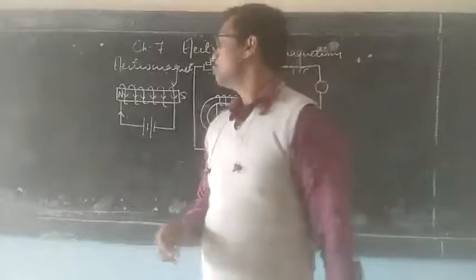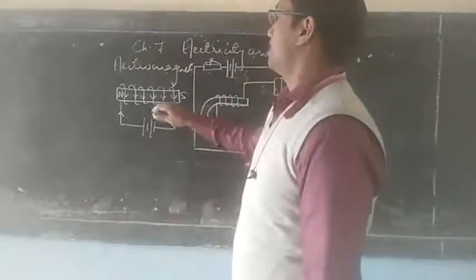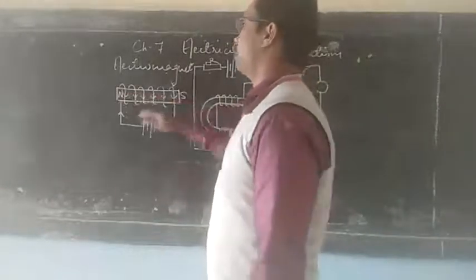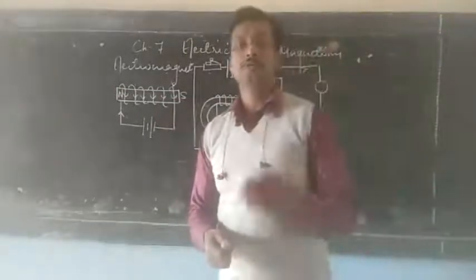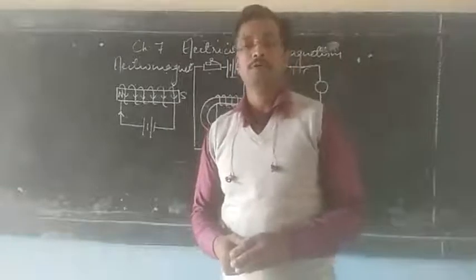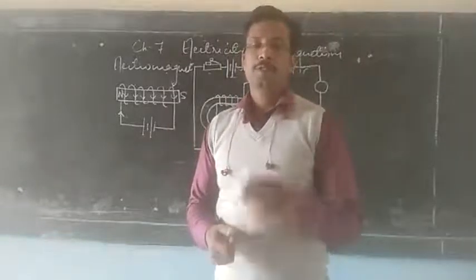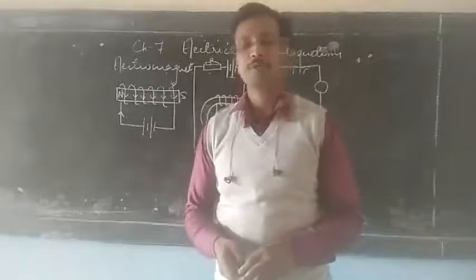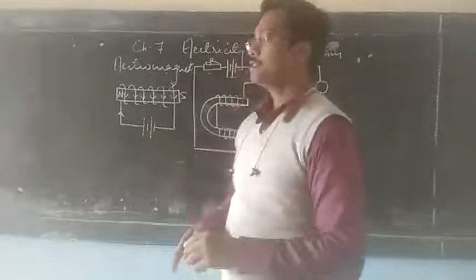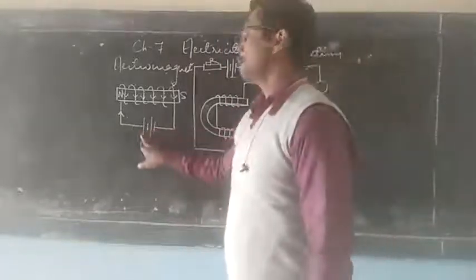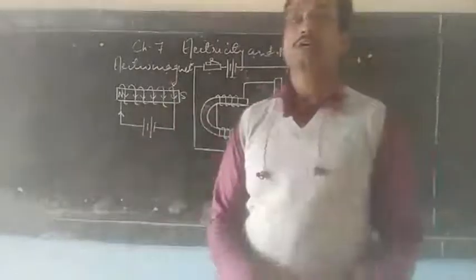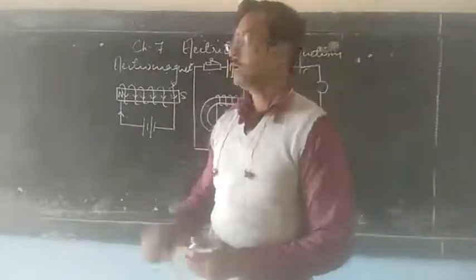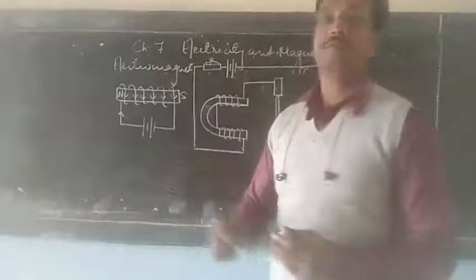Let us now come to the strength of an electromagnet. How can we change it? That is, how can we increase the strength of the electromagnet? There are various factors by which we can do so. First is by increasing the amount of the current. When we increase the amount of current flowing, we can also increase the strength of the electromagnet.